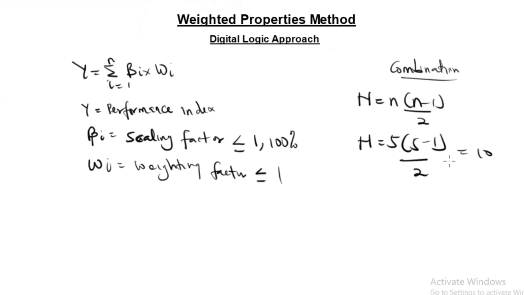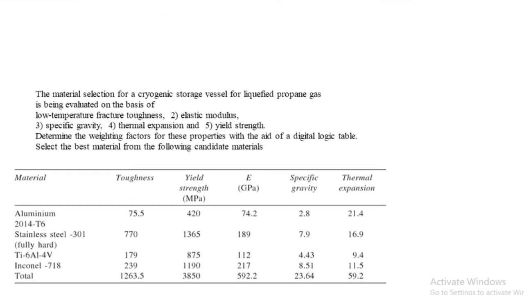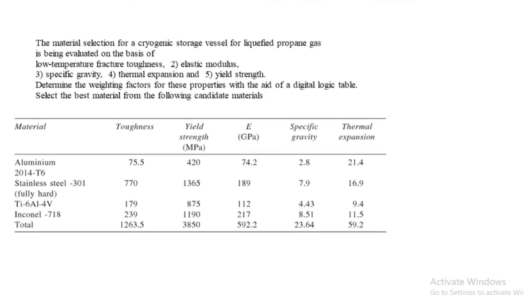What you need to do is this: the property that is considered more important of the two is given 1, and the one which is not important is given 0. You take two at a time. If you have toughness and strength, when comparing them, which one is more important? Maybe toughness. So toughness is 1 and strength is 0. For us to understand it better, let's take an example that we have done here. In this example, let's read the question together.